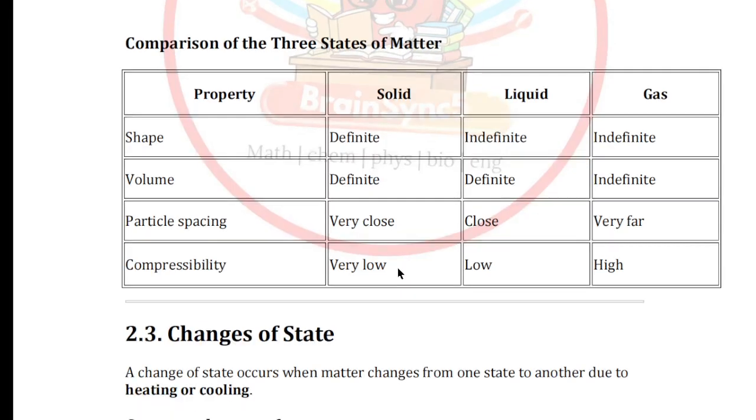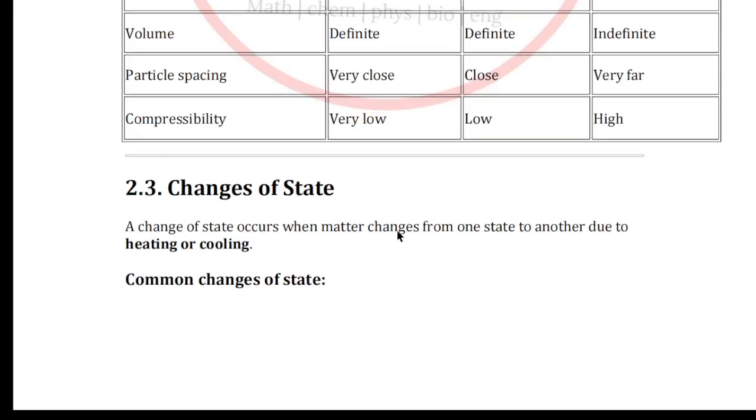Let's look at the change of states. How does matter change from solid to liquid to gas, or gas to liquid to solid? Change of states occurs when matter changes from one state to another due to heating or cooling. So by that, what we mean is that every single time you add or remove heat to a substance, it changes its state. So here is how it occurs.